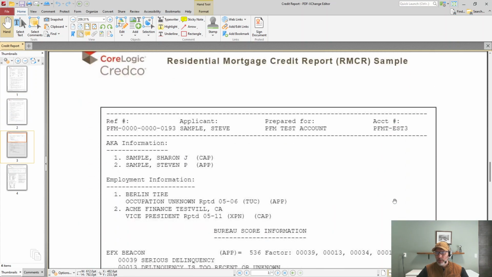And then, going back down a little bit more, it gives you AKA information. Frequently in this section, we'll see married women who have changed their last name show up with their maiden name. If you have someone who has used varying names for different things, and this can happen very easily in applying for car loans or credit cards, where maybe you have a formal name, maybe you have a Matthew and you go by Matt, or something along those lines, that will generally show up in this section.